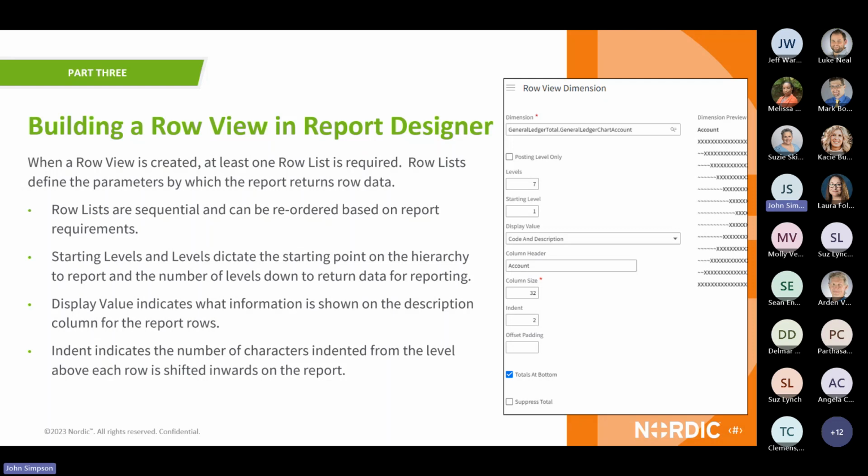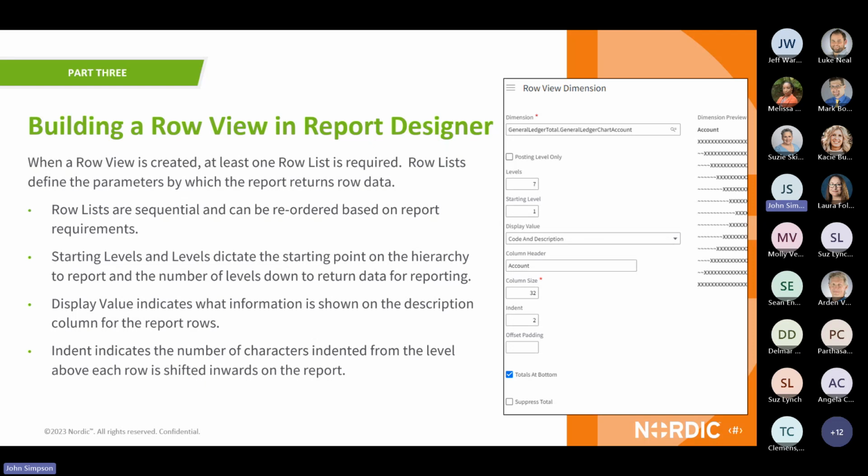And what a row list does is define the parameters of the row view. As you can see, they're sequential, right? If you saw on the previous screen, they're sequential. So obviously the first one's going to show up first. It's going to divide the report by that. And then the second one is going to show my hierarchy here. This is my second dimension, which is a chart of accounts, as you can see here. You can reorder them if needed, but that's how I set this one up.